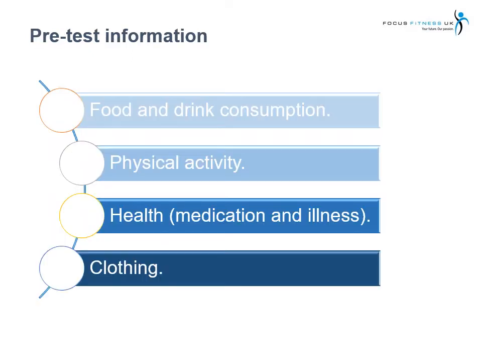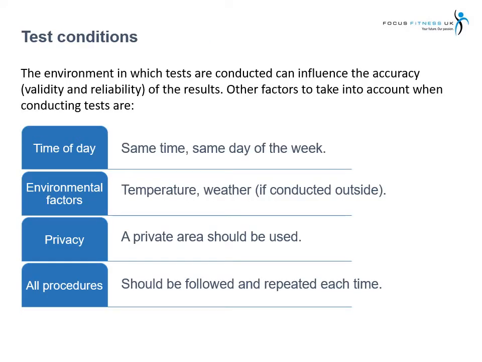Things you might need to know beforehand is where are they with food and drink, when was their last consumption. That can affect their physical activity levels, or have they done anything at the moment. What is their health, have they taken any medication or illness, and what clothing are they wearing, is it appropriate for the testing. In terms of test conditions, particularly if you want to get the same repeated comparable results, you might need to think carefully about these things.